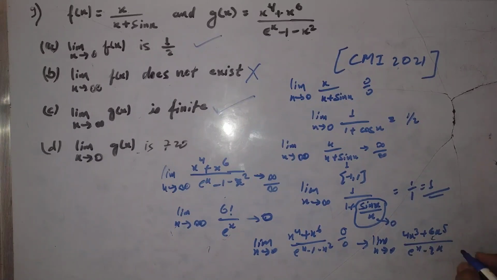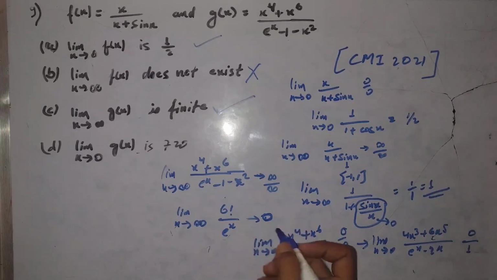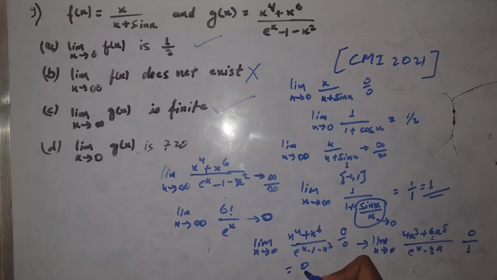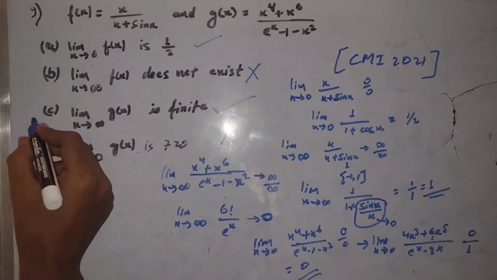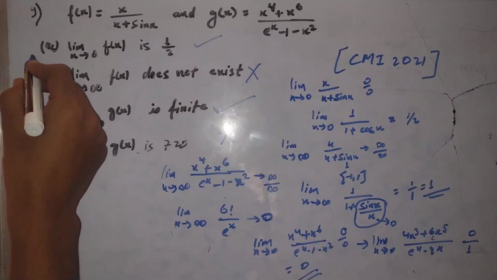Okay, now at 0, this is not 0 upon 0: the numerator is 0 here, but in the denominator we have 1. Okay, so the answer would be 0. So the answer of this particular limit will be 0, so I think this is a false statement. So we can see that statements A and C are true, and B and D are false.